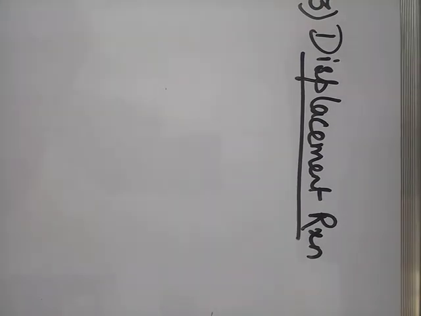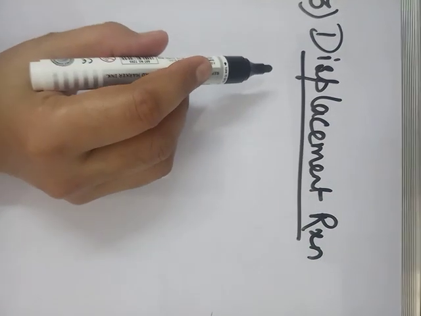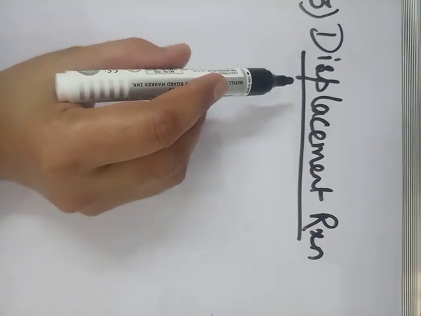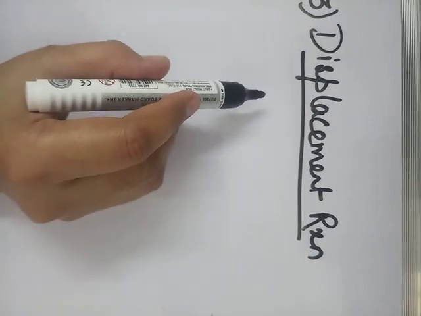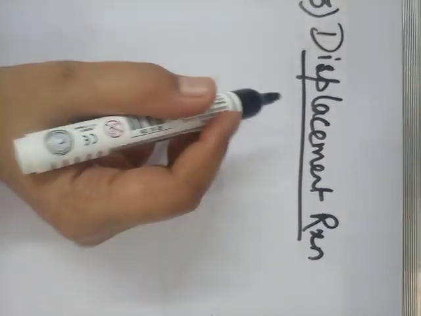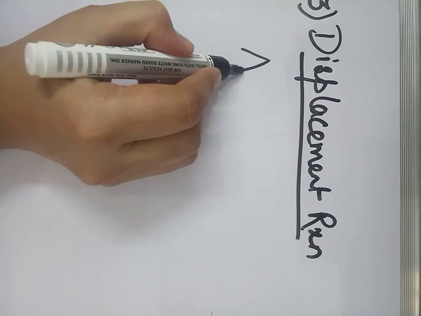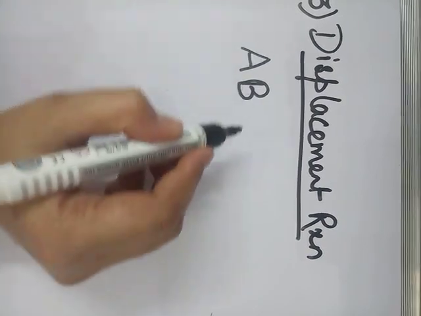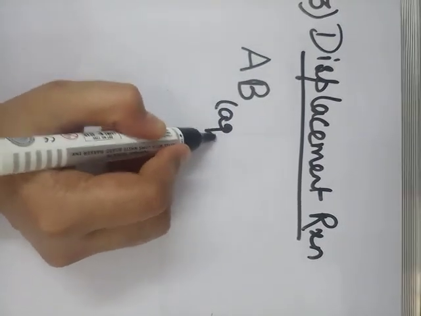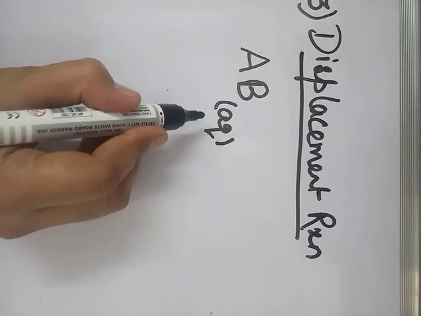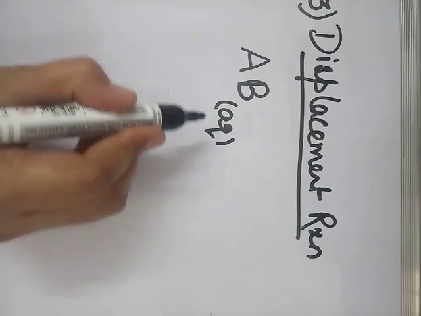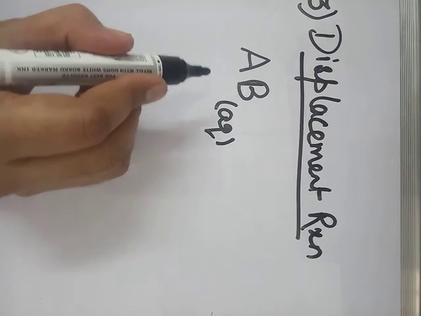Today we are going to discuss the third category of chemical reaction, that is displacement reaction. As the name indicates, displacement means to remove one element from its salt by the other element. For example, there is a salt AB in the aqueous form. Aqueous, as I have explained, if the salt is dissolved in water, that solution of the salt is called the aqueous solution.